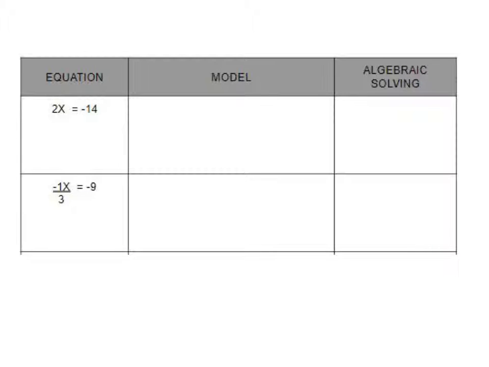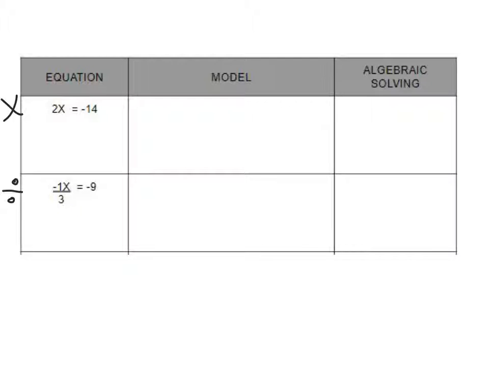Okay, so before we start, I want you to identify what type of equation this is. It says 2x equals negative 14. What type of equation is this? A multiplication or division? Yeah, this is a multiplication. So I'm going to put multiply. How about the next one? Negative 1/3 x equals negative 9. That's division. Based on that, that's how we're going to decide what we're doing.